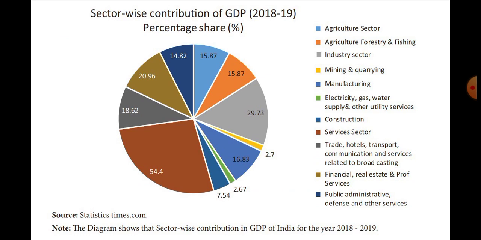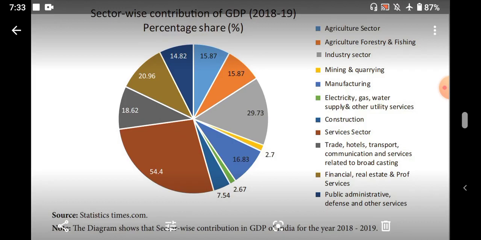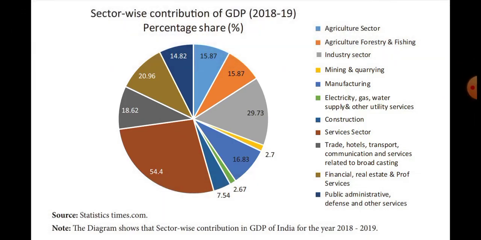For example, the services sector is contributing 54.4 percent of the income. Through the services sector we are contributing 54.4 percent.